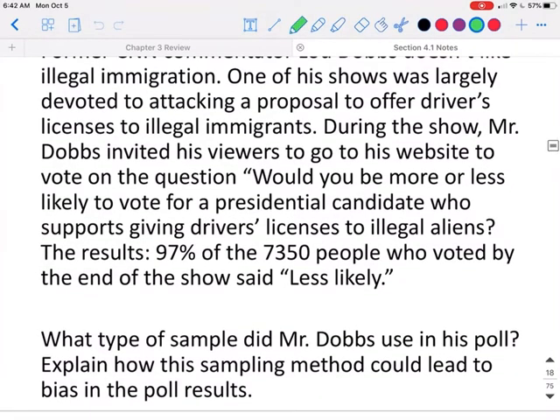What type of sample did Mr. Dobbs use in his poll, and explain how the sampling method could lead to bias in the poll results. So Mr. Dobbs used a voluntary response sample. People chose to go online and respond. Those who voted were viewers of Mr. Dobbs' program, which means they were likely to have the same viewpoint that he did already. The 97% poll result is probably an extreme overestimate of the percent of people in the population who would be less likely to support a presidential candidate who had this opinion.